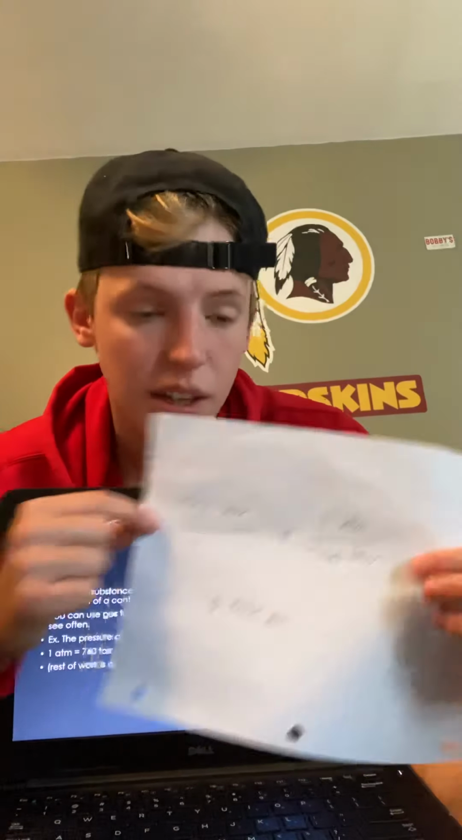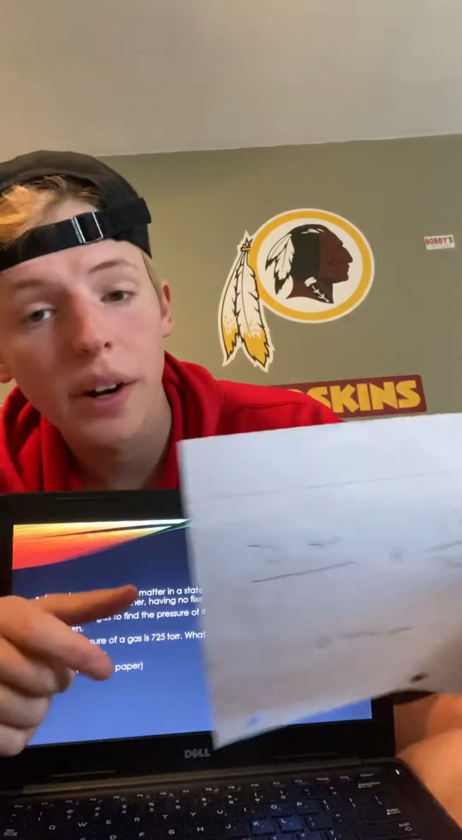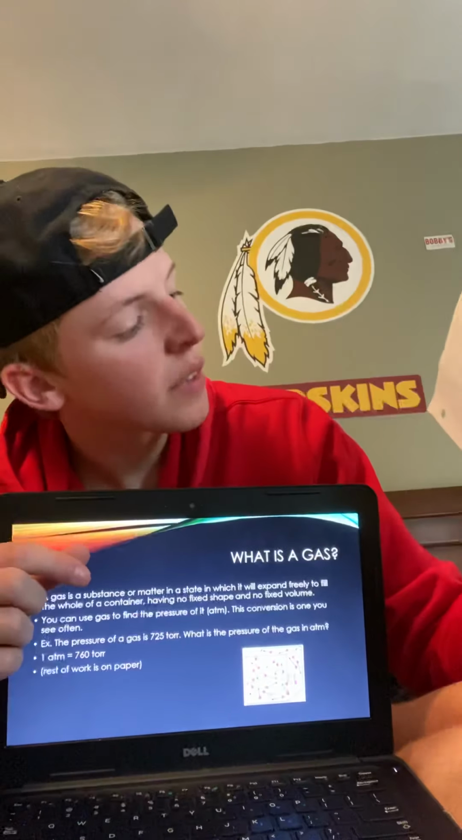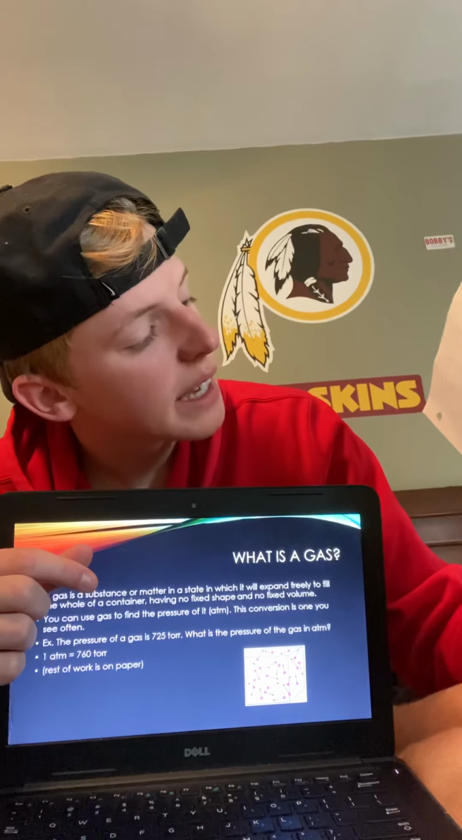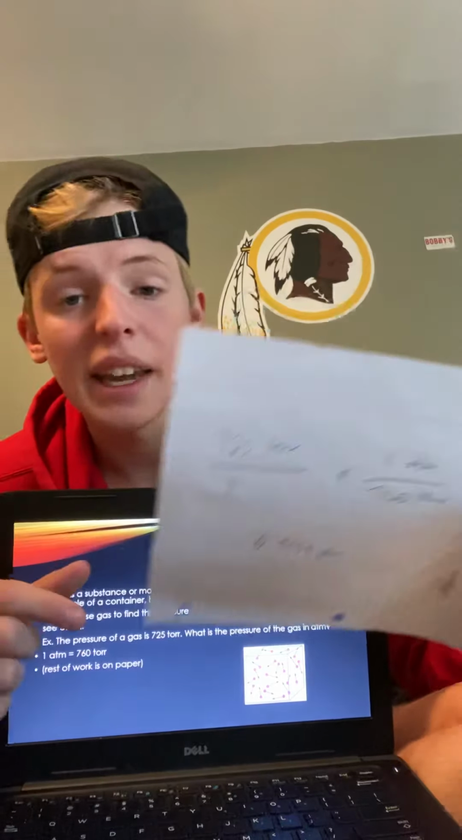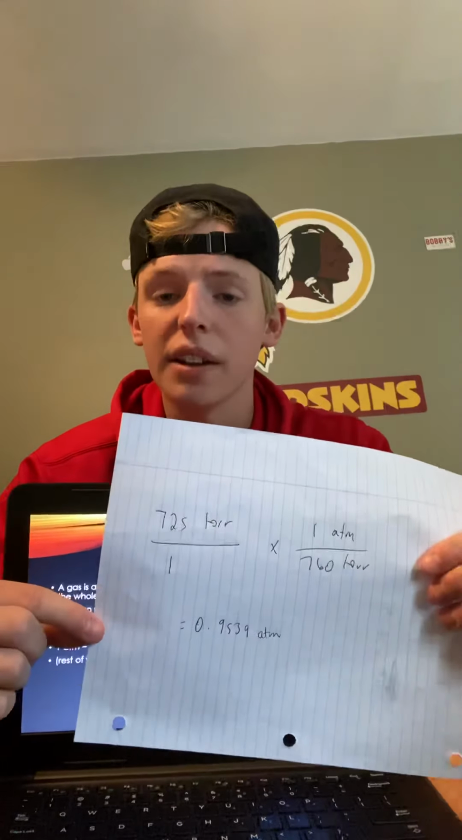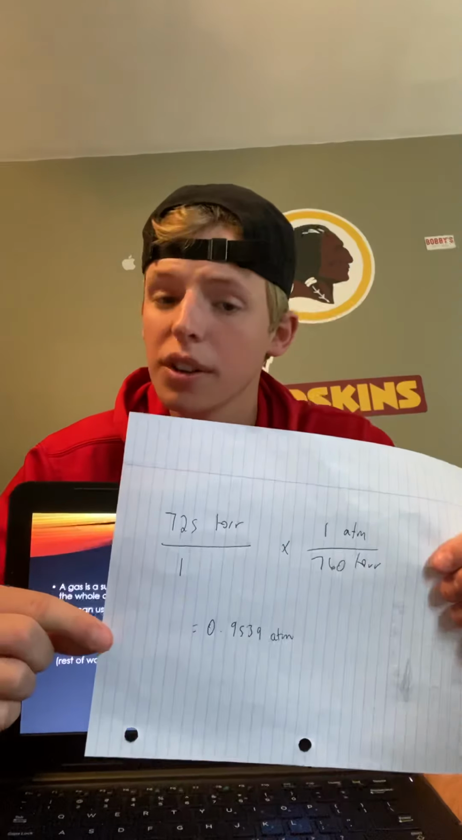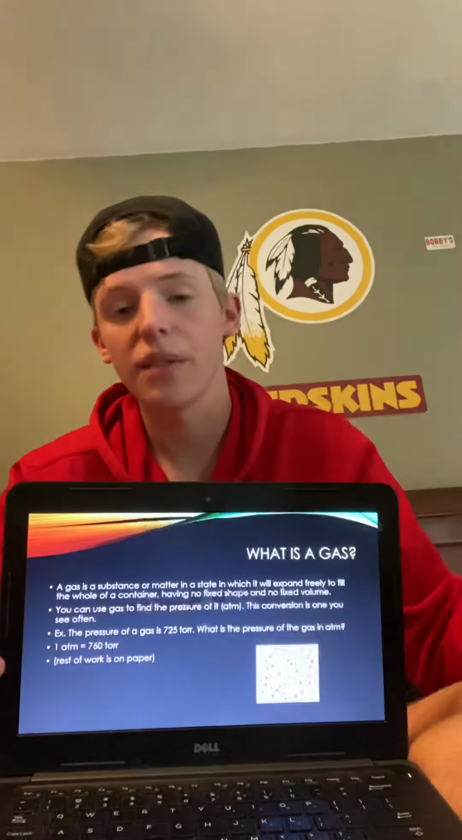The reason we put torr on the bottom is because we have torr on the top over here. We want them to cancel out. So we have 1 on the top, 1 on the bottom. So what we're going to do is multiply that together, and we're going to divide. So basically, it's going to be 725 torr divided by 760 torr, which is 0.9539 ATM. Okay? That's our final answer. It's a simple early problem, but you get the gist for how to find your ATM.